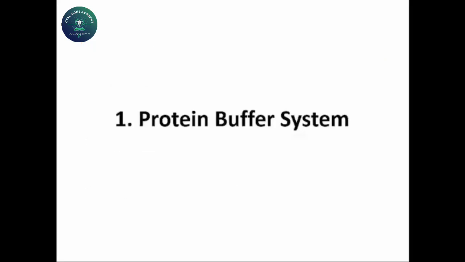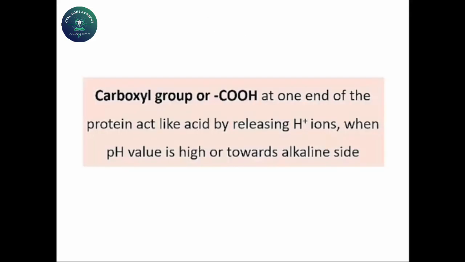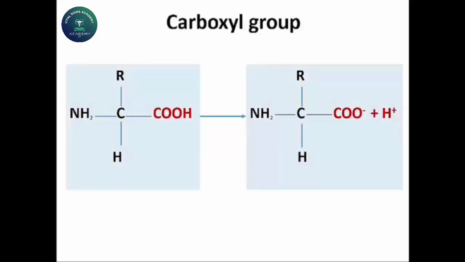We will first see the protein buffer system. Protein is composed of amino acids, which contain at least one carboxyl group, or COOH, and at least one amino group, that is NH2. These two are the main working groups of this buffer system. The free carboxyl group at one end of the protein acts like an acid by releasing hydrogen ions when the pH value is to be lowered. This is how hydrogen ion is released from the COOH group. It gives away a free hydrogen ion.